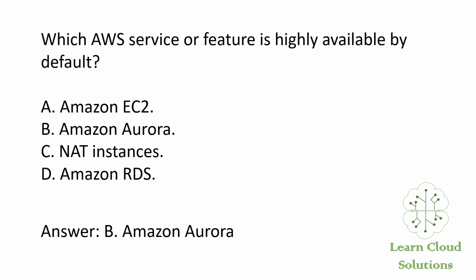This feature creates a primary DB instance and synchronously replicates the data to a standby instance in a different availability zone. In the event of a planned or unplanned outage of the primary DB instance, Amazon RDS automatically fails over to the standby instance, so that your database remains available.